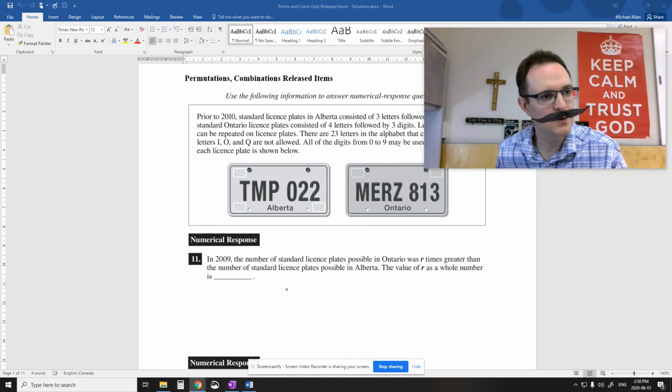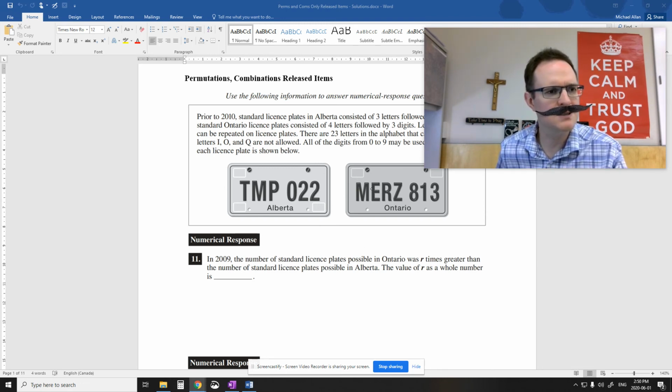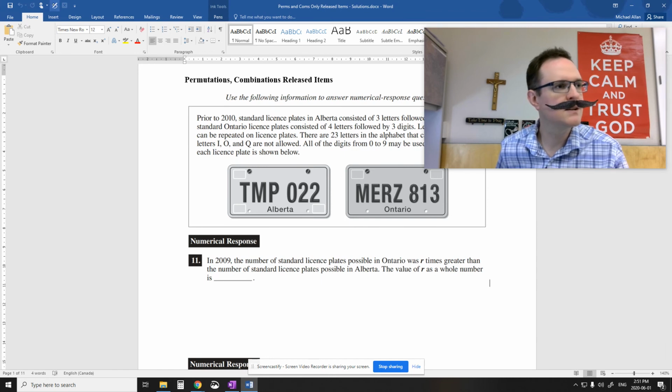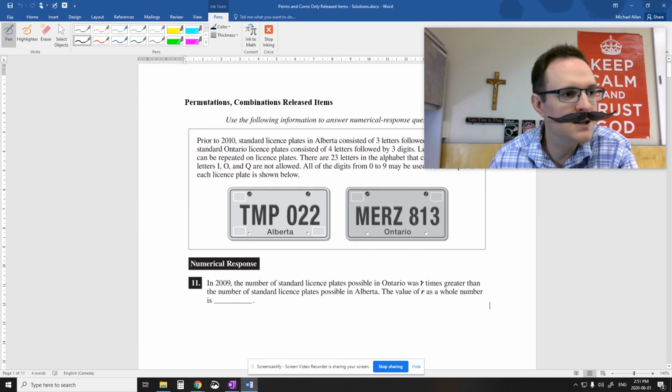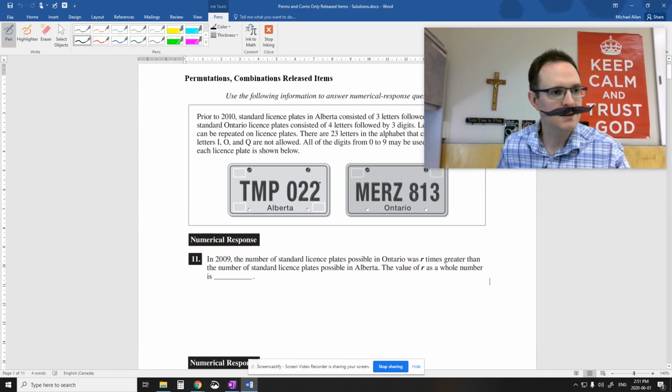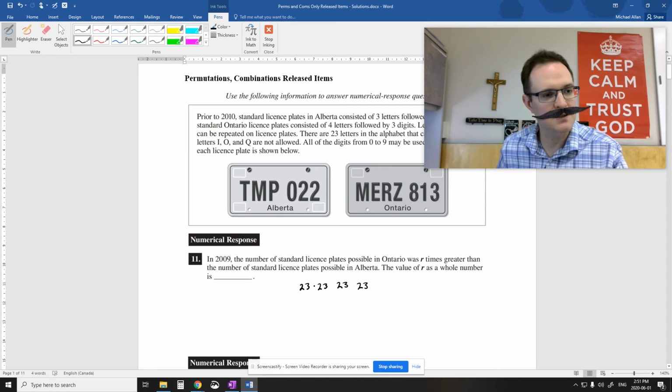But let's go through it. It's 23 times because there's this extra letter. So if I were to do the Ontario plates, it'd be 23 times 23 times 23 times 23, because the letters and digits can be repeated. There are going to be more of them because there are more choices. And then I'm going to have 0 to 9, so it's 10, 10, 10.